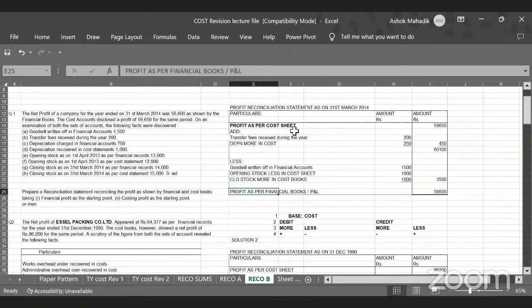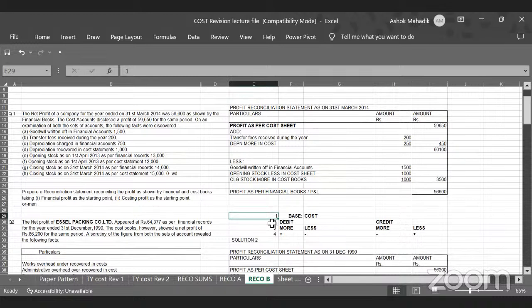So whatever profit you start with is your base. Now you can see here in the answer we have started with cost profit. So your base is what? Cost. Your base is cost. Once you decide the base, you cannot change it. So step one is you decide the base. Either you start with financial profit or cost profit. I'll show you both the ways. Don't worry. In this one we have started with cost profit. So your base is cost. Step one is clear.